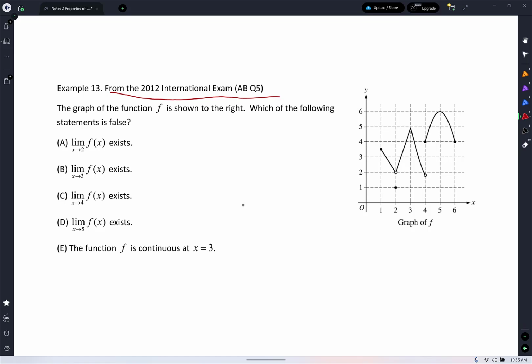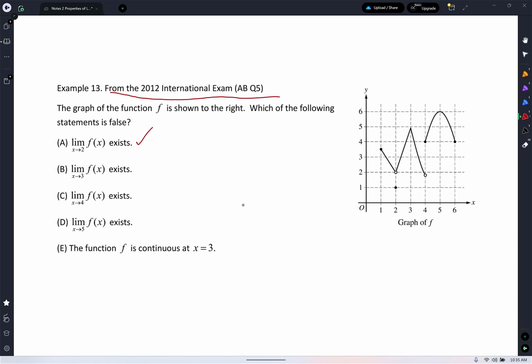It says, the graph of the function f is shown to the right. Which of the following statements is false? So look for one that is different, but hopefully you can know which one's true, which one's false. Limit as x approaches 2 of f of x exists. Well, if I approach 2 from the left and the right, it looks like it's 2. So that one's a check mark. That one's true. But we want one false, so we know that that one's wrong.